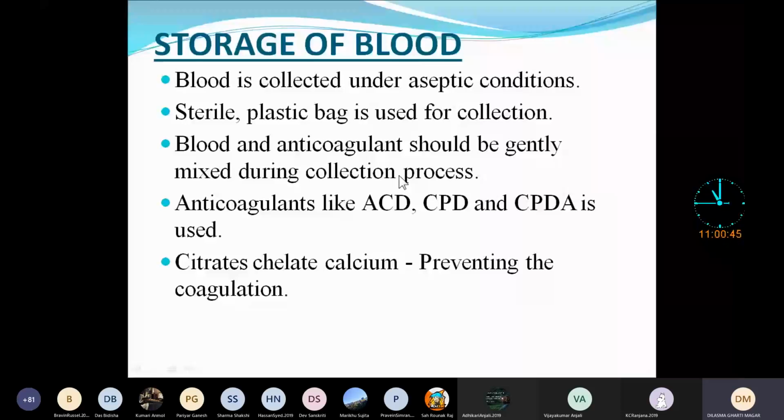So blood is collected under aseptic precaution. There should be no infection. Everything should be clean and sterile. So blood is collected in the sterile plastic bag for blood collection, and the anticoagulants are mixed gently during the collection process. Whenever the blood comes out from our body, it will try to clot. So after the blood goes in that blood bag having the anticoagulant, this CPDA, we have to mix it gently so that the blood will not clot. Anticoagulants like ACD, CPD, CPDA are used, and the citrate chelates the calcium and prevents coagulation.